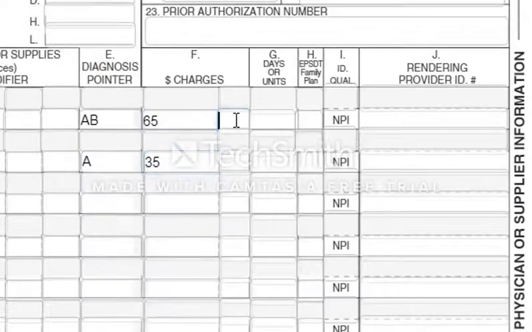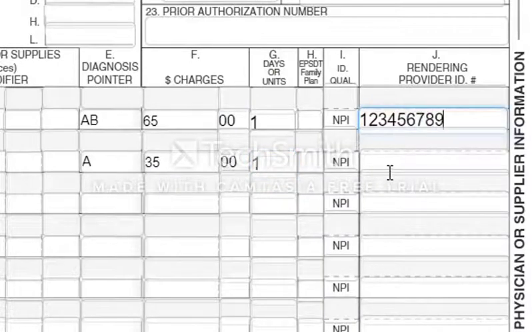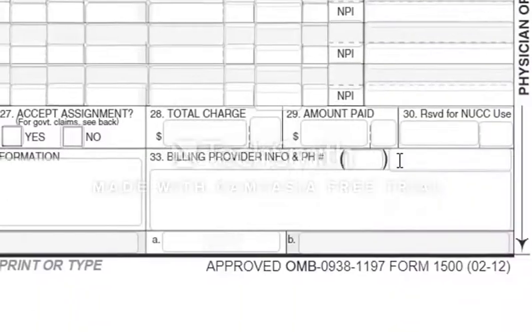Remember that dotted line is going to represent your decimal point. You do not need to put it in. And make sure to put your units in for every single one. We're going to leave 24H and I blank. And then we're going to put that NPI number of the physician that worked on the patient, and 24J.